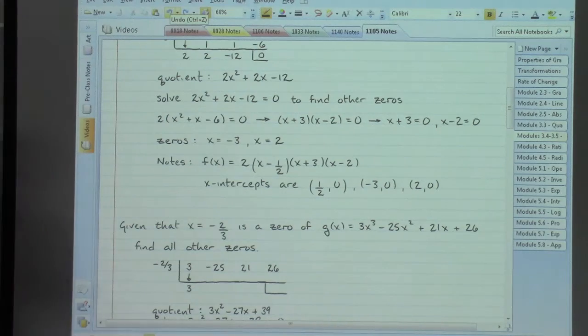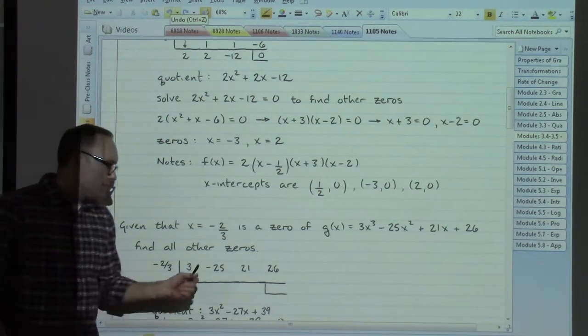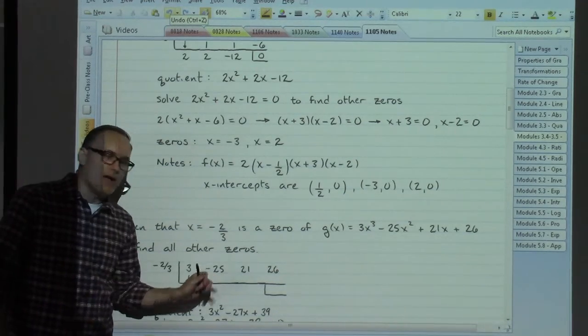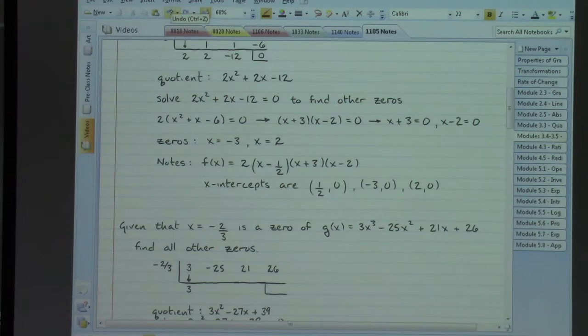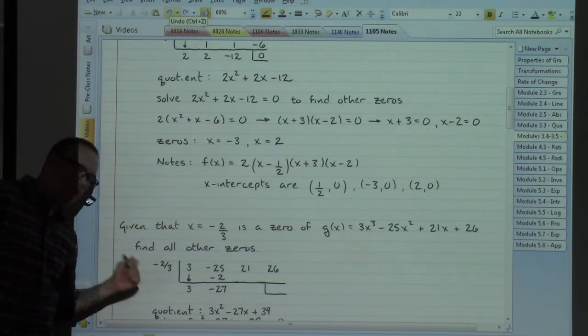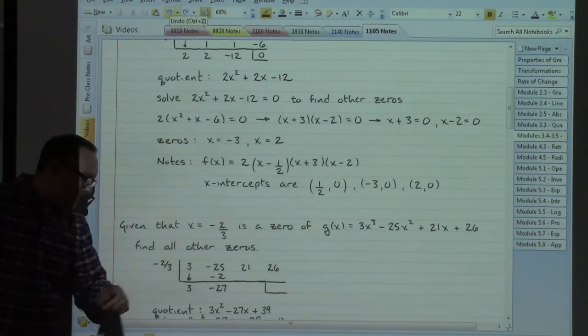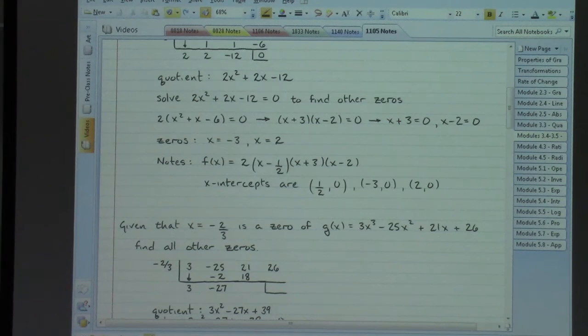I take the number on the bottom times the number out front. 3 times negative 2/3 is negative 2. That's going to go into this empty spot underneath the negative 25. So I put a negative 2 in there. Then I add down the columns. Negative 2 plus negative 25 gives us negative 27. Negative 27 times the negative 2/3 out front is positive 18.